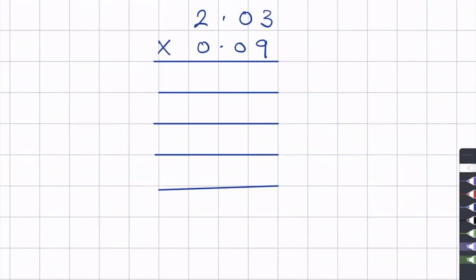Now it's your turn to have a go. Have a look at this question, 2.03 multiplied by 0.009. Pause the video and come back in a couple of minutes. Let's have a look at this one.